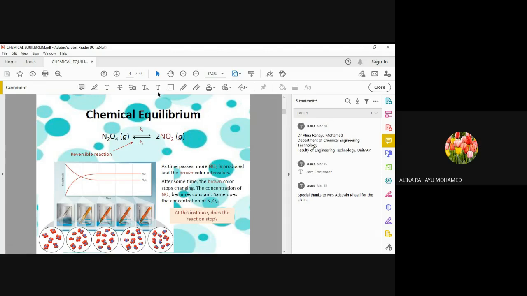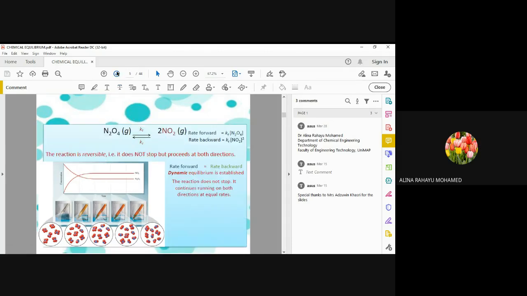So we try to understand that. The reaction is actually reversible. We have a reverse reaction, which means it does not stop, but it proceeds in both directions. The reaction is reversible, it's not irreversible. Irreversible means it goes in one direction. Reversible means it goes in both directions. So the rate of forward reaction equals the rate of backward reaction, and in this case dynamic equilibrium is established.